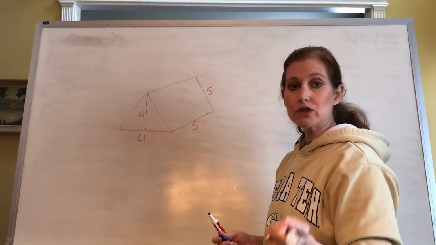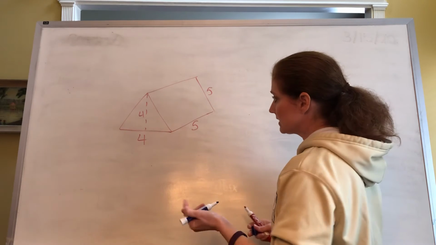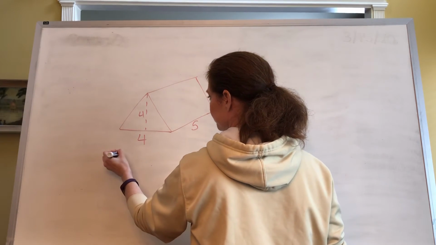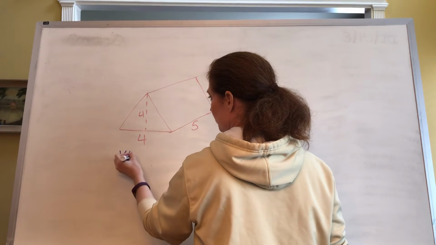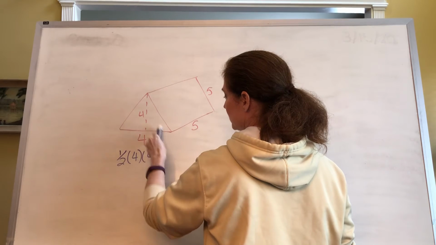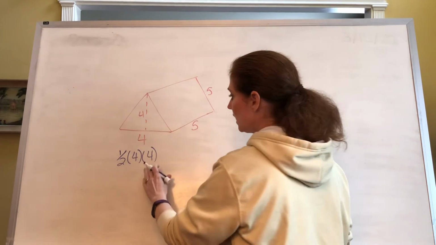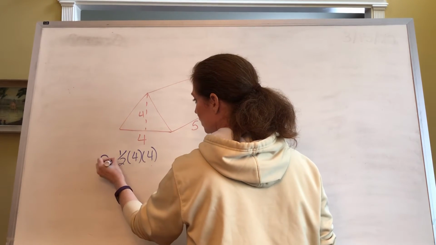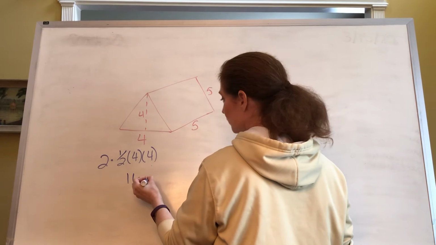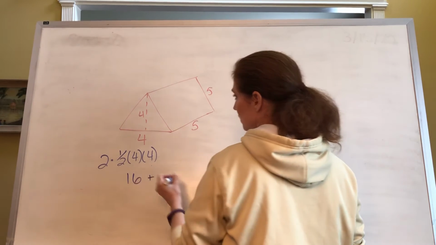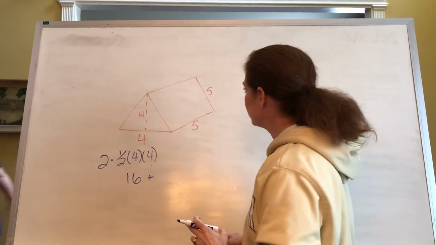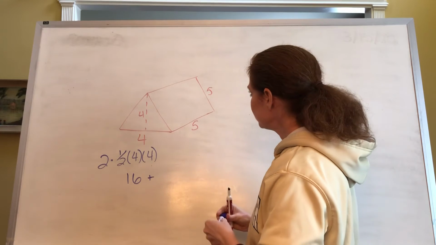Remember, the area of a triangle is 1/2 base times height. So this one, we have 1/2, 4 times 4, here's my base, here's my height, and then times 2. So those are going to cancel out, and we're going to have 16 there. Alright, so that takes care of my front and back of this triangular shape.